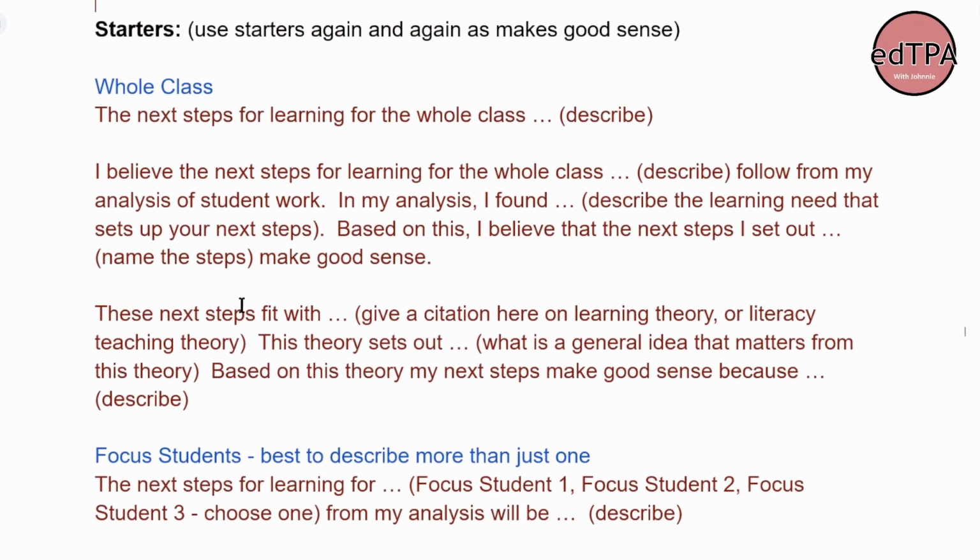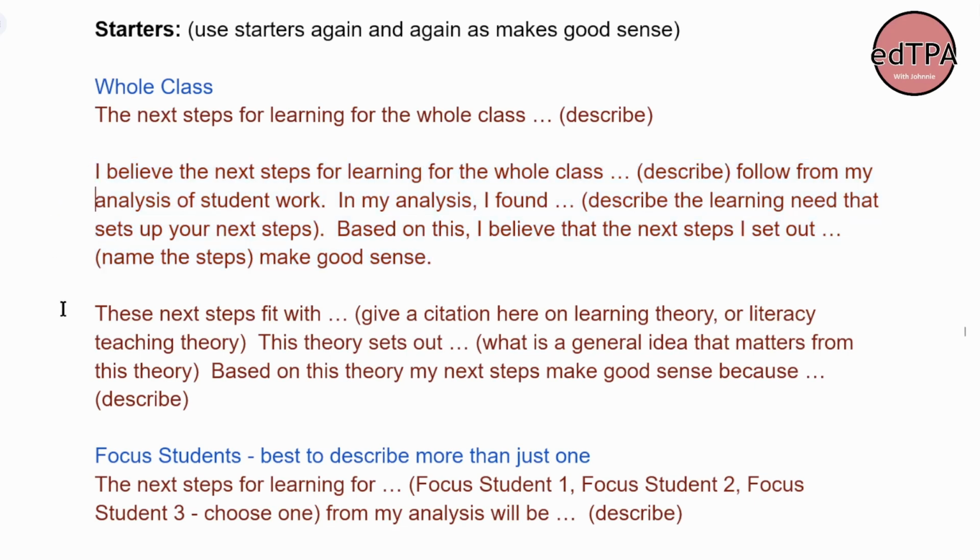So let's think about the whole class. The next steps for learning for the whole class, describe them again. I believe the next steps for the learning for the whole class follow my analysis of student work. In my analysis, I found, describe the learning that sets up your next steps. Based on this, I believe that the next steps I set out make good sense. So this is the analysis and justification part for your next steps.